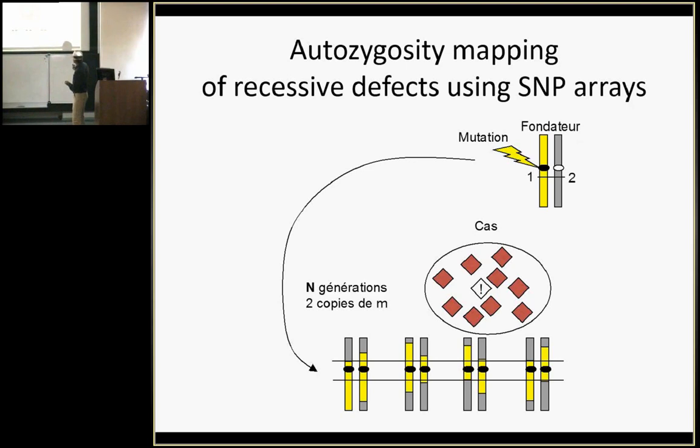This founder mutation has appeared or been introduced in the population on a given chromosome, which is shown here in yellow, and that appeared in the population X generations back. But if you take a number of cases at the present generation, if it's an autosomal recessive trait, you predict homozygosity for the mutation and also for a piece of the haplotype upon which the mutation appeared initially. So in fact, you look for regions in the genome where your sample of affected individuals is homozygous for the same haplotype, an approach called autozygosity mapping.